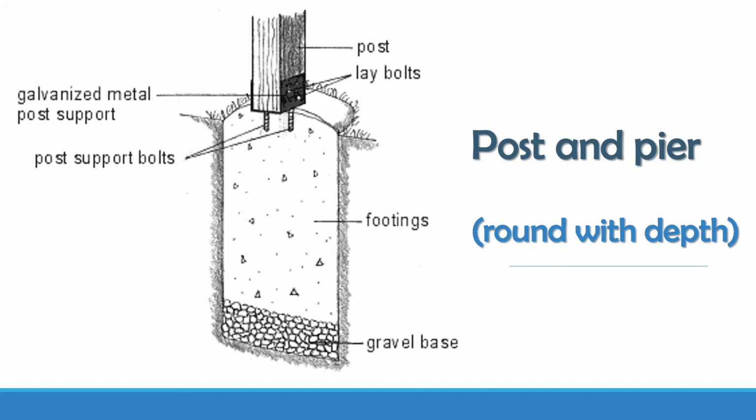This is a round with depth post and pier. This is the sort of foundation that you'll often find under porches and decks where we do need to have some depth. Again, the bottom of the footing, not the gravel base, but the footing itself, needs to be as deep or deeper than the frost line. And in this case, we're seeing a post saddle, it's called, so that U-shaped member has bolts that are cast into the concrete, and then the post is put in and some bolts are added in.